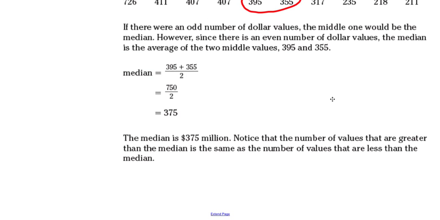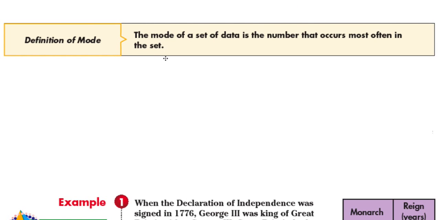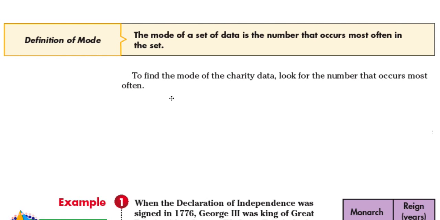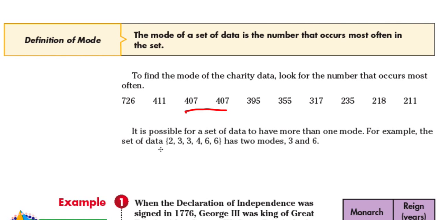Let's take a look at the last measure of central tendency. The last measure of central tendency is the mode. The mode of a set of data is a number that occurs most often in the set. So, to find the mode, simply look for the number that occurs most often. If you notice in this case, back to our charities, the mode is 407 because this is the number that appears most often.